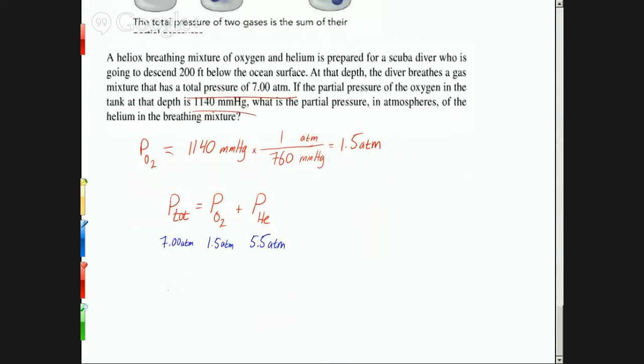So this tells you how much helium you need. So if you had a tank of helium, you could figure out how to put 5.5 atmospheres into the tank with the 1.5 atmospheres of oxygen and have the appropriate total pressure. And this is in fact how they would do this. They would calculate how much oxygen you need and then figure out how much the rest needs to go in based on the partial pressures.